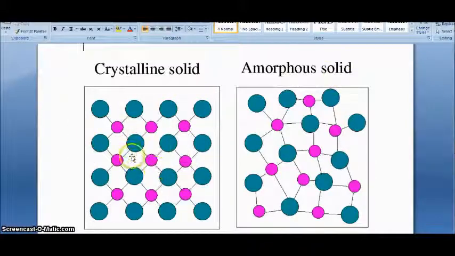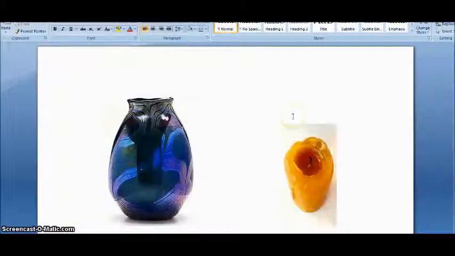As I told you previously, in crystalline solids all the atoms and the positive and negative ions are in a regular manner. You can see this in this picture. But for an amorphous solid it is an irregular manner. This blue are positive ions and pink atoms are negative ions, and they are in a regular pattern. There are so many amorphous solids that we use in our everyday life, like this porcelain flower vase and this wax. All these are examples of crystalline and amorphous solids.